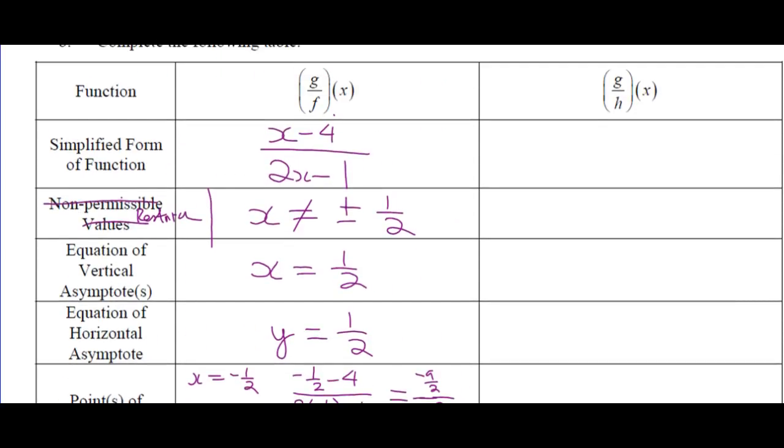All right, g over h of x. So that was, the simplified form was 1 over x plus 2.